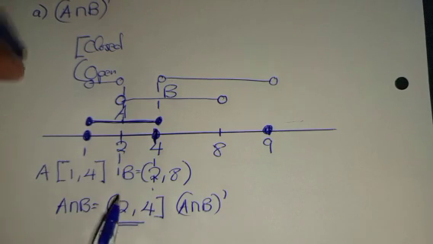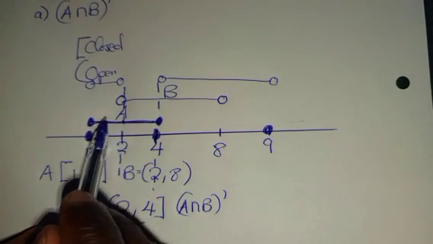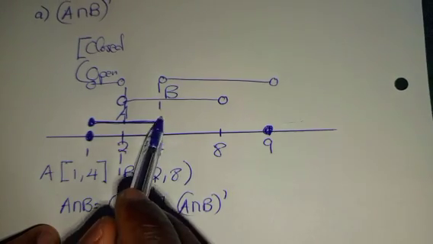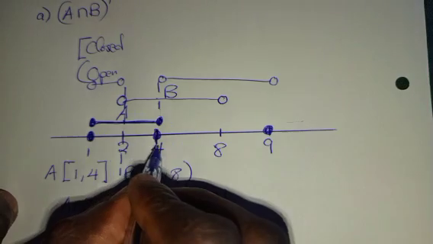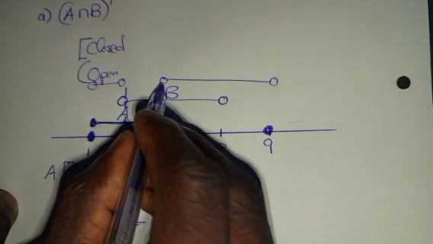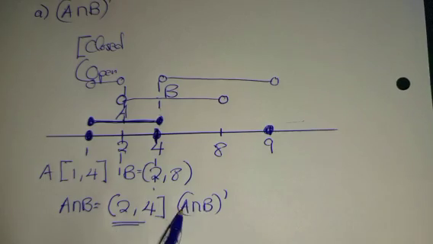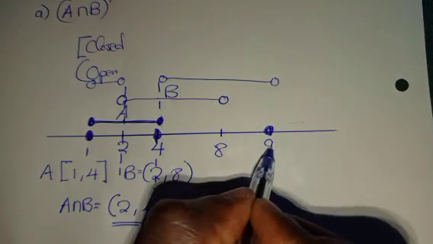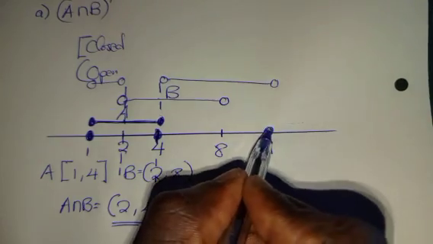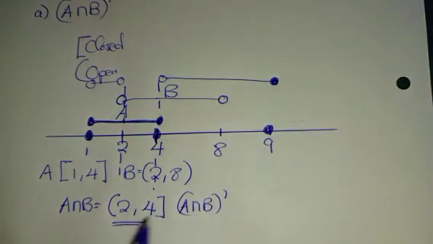Now let us try to interpret. Remember, we said this 4 is present in A, isn't it? So if this 4 is present in this A and also present in this B, it will be an open interval. Why? Because it should not be present in the A intersection B. But from here to there, we're having 9 being present in the universal set. So here we'll put a closed interval, because this 9 is present in the universal set.